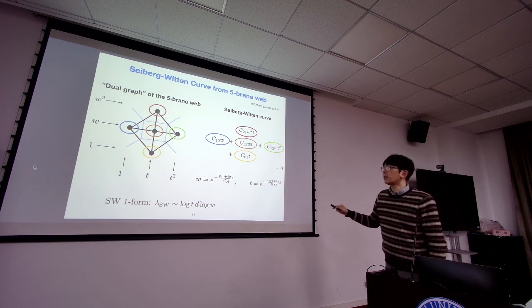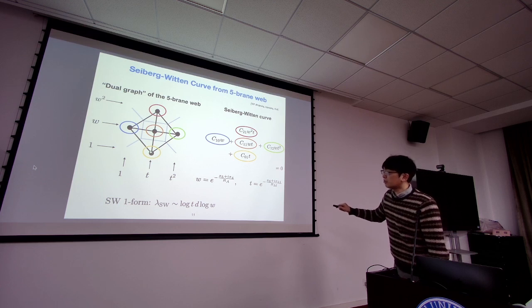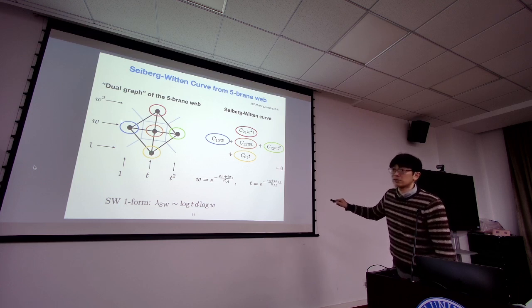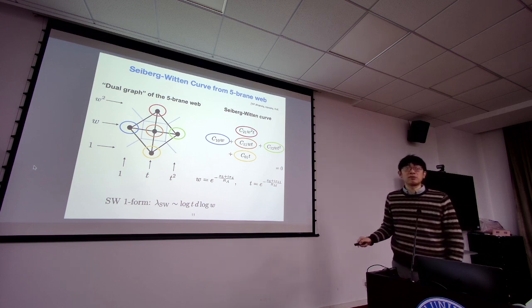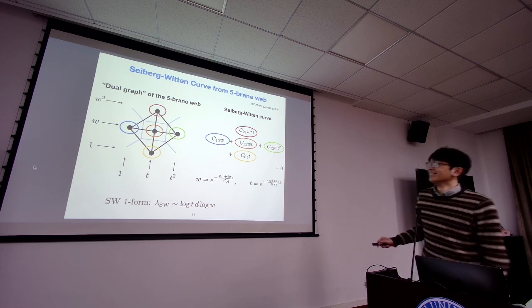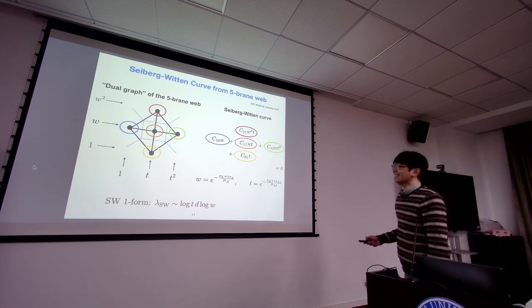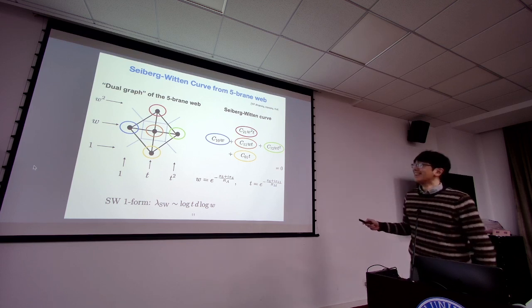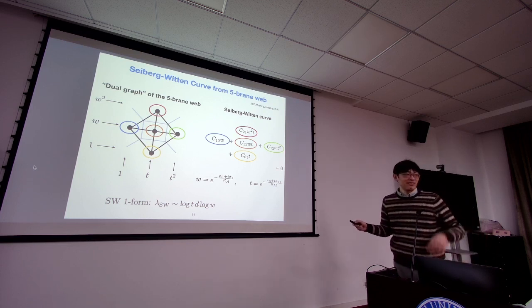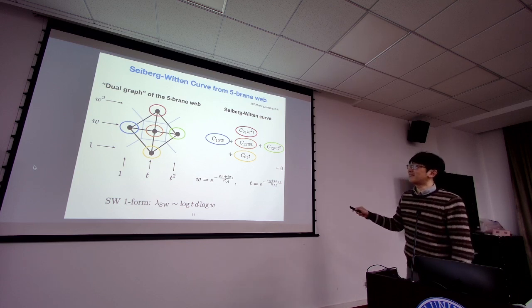And also, each line corresponds to another line, which is also a monad. This line corresponds to this line, and so on. So it's a symmetric butterfly. Anyway, once the 5-brane web is given, then we can write down the dual graph.